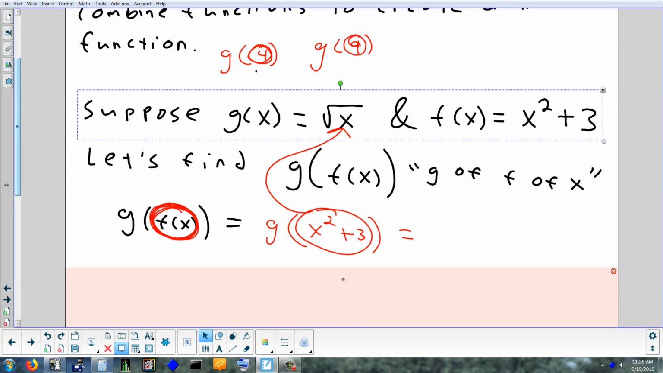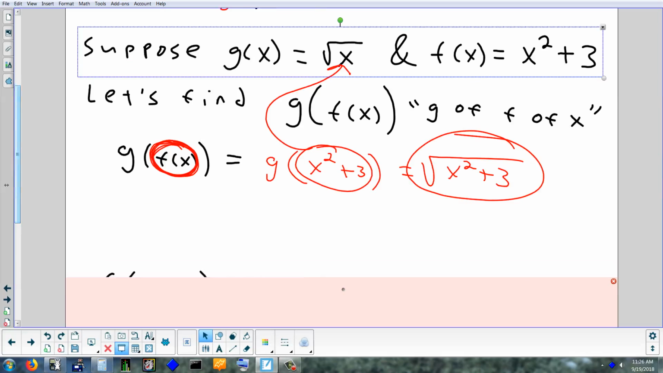Okay, so let's do it. So we've got the square root of, and now plug in what they're telling me. X squared plus 3. And that's it. That's a composition. You plugged one function into another.